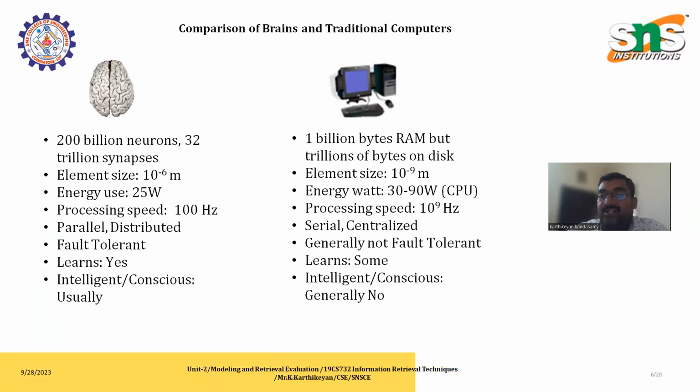This is a comparison of the brain and traditional computers. What is the difference between the human brain and computers? The human brain has 200 billion neurons and 32 trillion synapses. Element size is 10 power minus 6 m, energy used is 25 watts, processing speed is 100 hertz, and it is parallel and distributed, fault tolerant, and it learns. It is intelligent and conscious usually. The computer has 1 billion bytes of RAM but trillions of bytes of disk. Element size is 10 power minus 9 m, energy is 30 to 90 watts for the CPU, and processing speed is 10 power 9 hertz, serial and centralized. Generally not fault tolerant, it learns some, and is generally not intelligent or conscious.